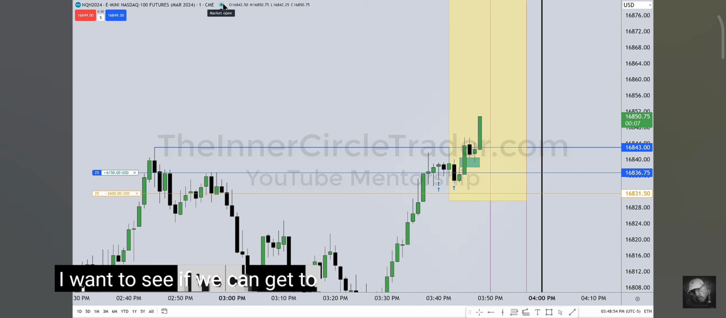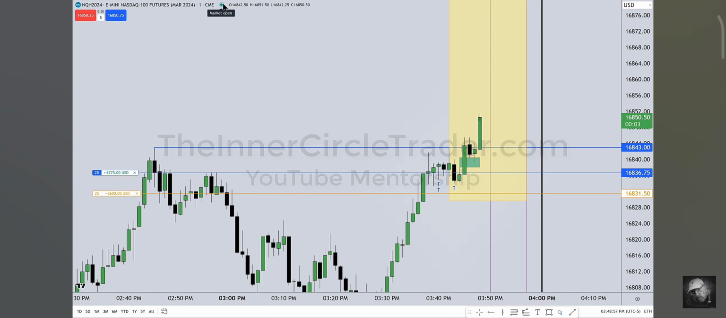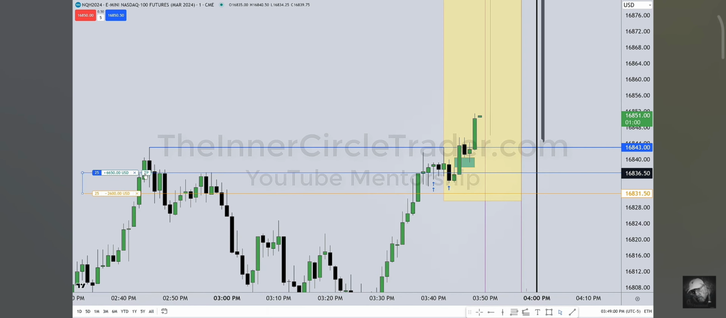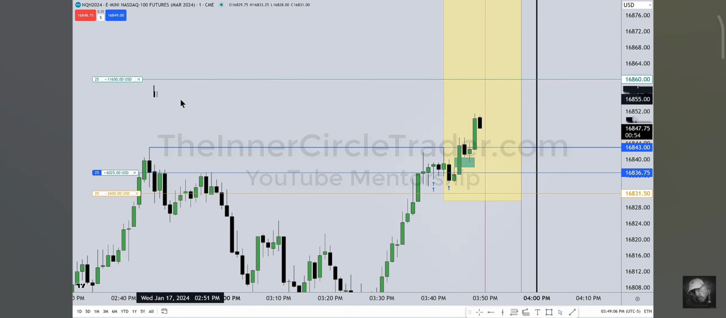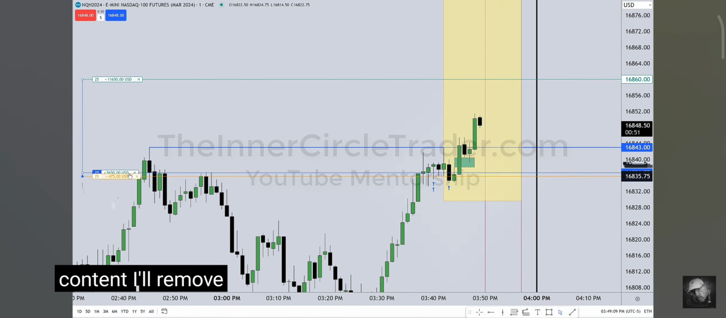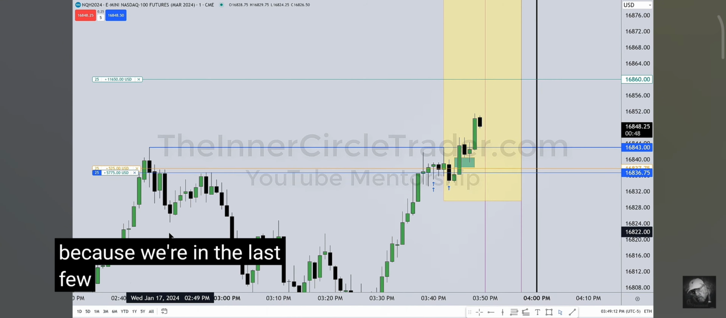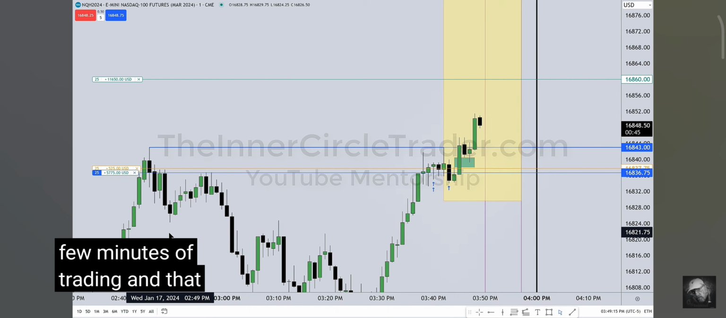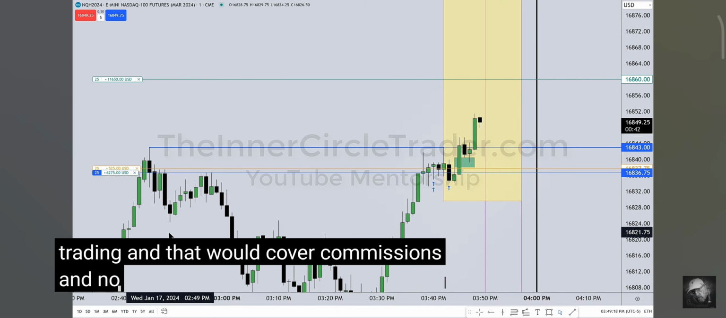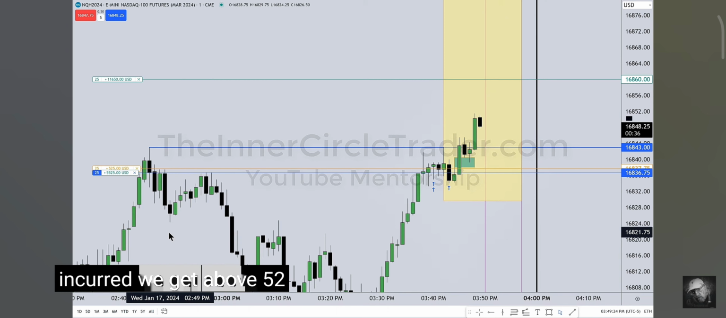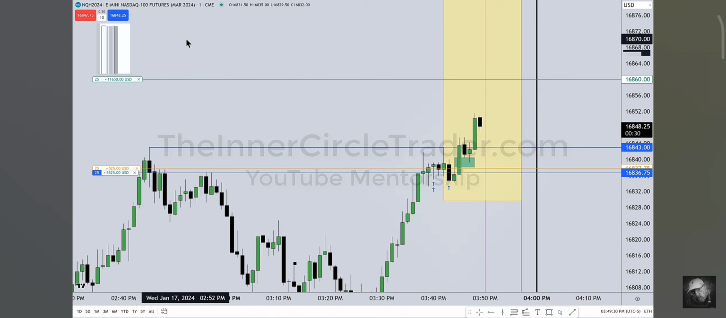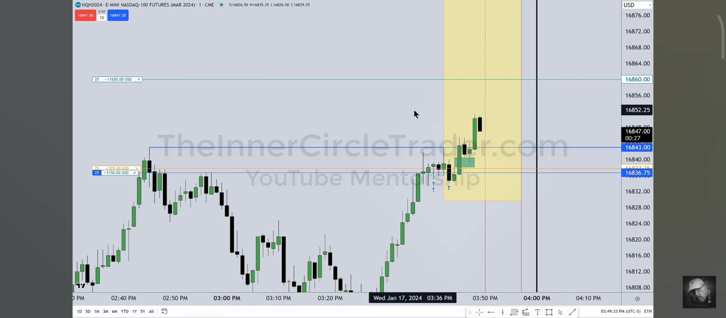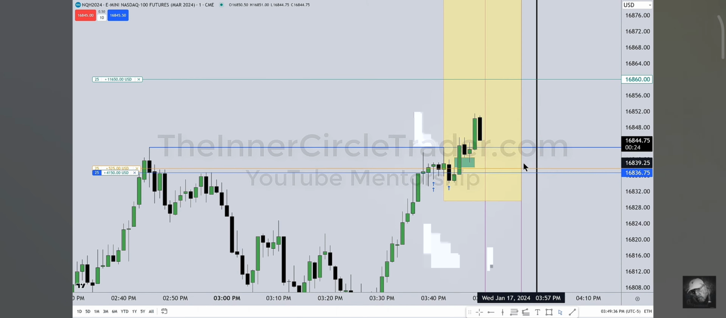I want to see if we can get to 860. I'm content. I'll remove the risk now because we're in the last few minutes of trading, and that would cover commissions and no loss would be incurred. If we get above 52, I'll take off 10. So the orders are there.